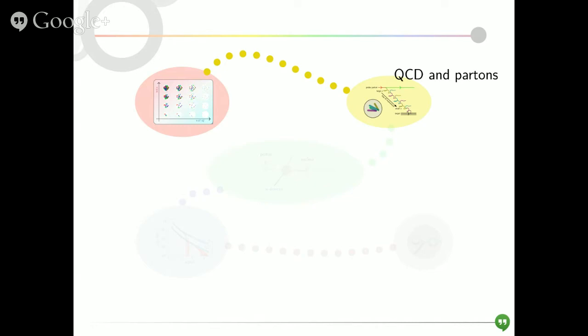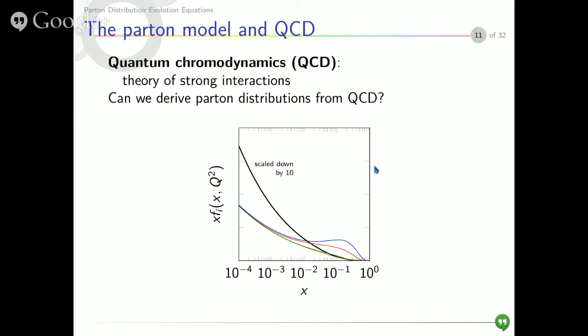Then in the 1970s, this theory, quantum chromodynamics, was invented. This is the theory that describes the strong interaction, the behavior of quarks and gluons. This theory was basically invented along with the idea that quarks and gluons might be real objects. And so the question for these people who had been working on the parton model in the 1960s, when QCD became a thing in the 1970s, was: can you derive the parton distributions from quantum chromodynamics?